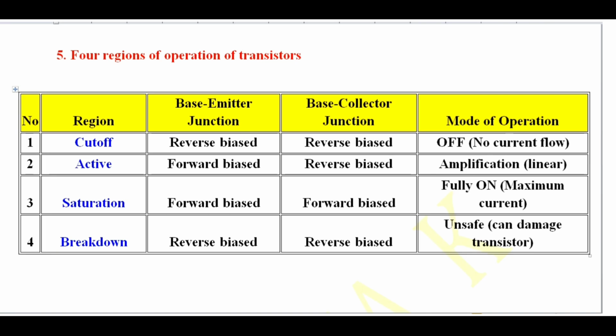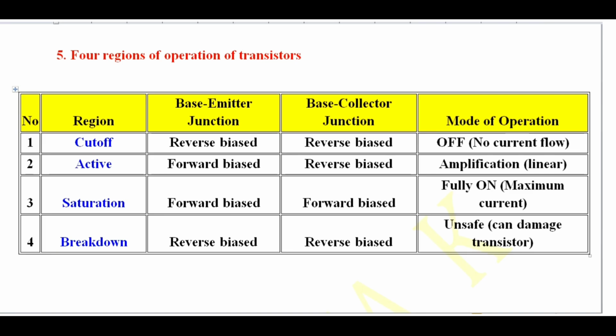Both the base emitter and base collector junctions are forward biased. This allows maximum current to flow from collector to emitter. The transistor behaves like a closed switch, almost a short circuit between collector and emitter. The voltage between collector and emitter is very low, typically around 0.2 volt. In short, saturation region means transistor is fully on and it lets maximum current pass just like a closed switch.